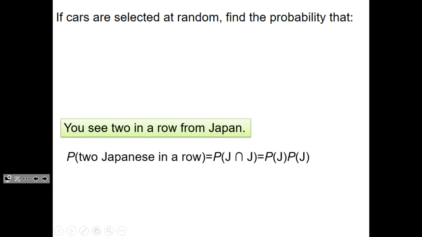Well, that's the probability of getting 2 Japanese cars in a row. That's the probability of Japanese intersect Japanese. 2 events happening. That's multiple events, so I get to multiply. Multiple events means we're going to multiply.